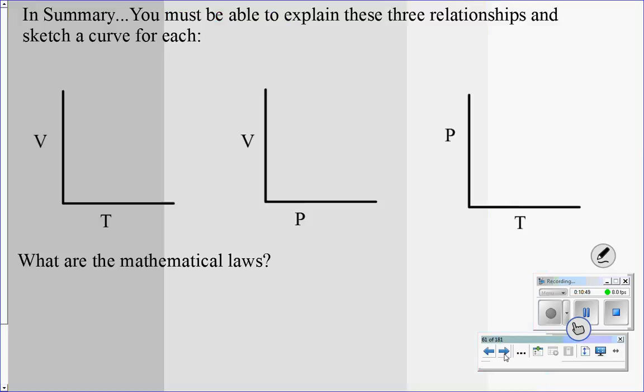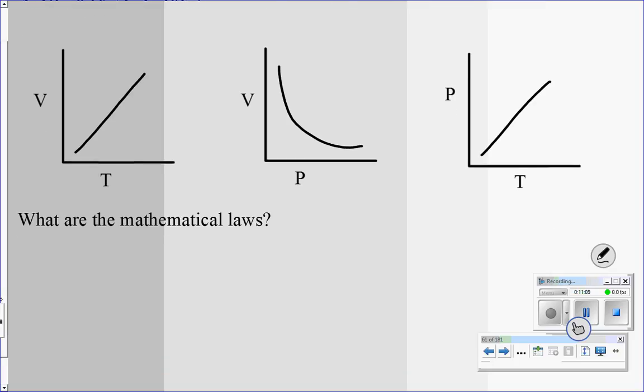So you do need to know the general mathematical relationships here. As temperature goes up, that causes volume to increase. When volume is higher, pressure is lower. This one has a curved look to it. And as temperature increases, pressure increases. And there's a mathematical law for each of those. So if you have an initial volume and initial temperature, it'll relate to a second volume and a second temperature for that same fixed sample of gas.